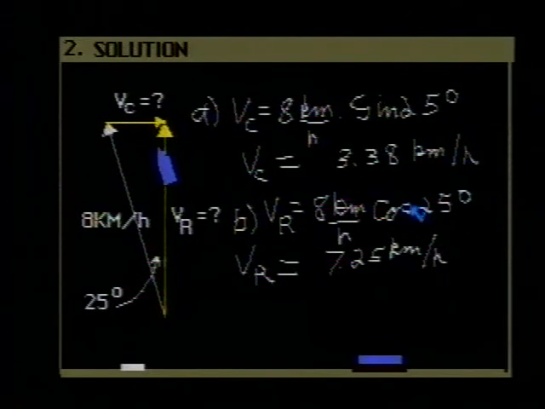You could also find v sub r from the Pythagorean theorem. Once you've found two sides of this triangle, you could find the third by means of the Pythagorean theorem. All right, that is our solution then to problem number 2.